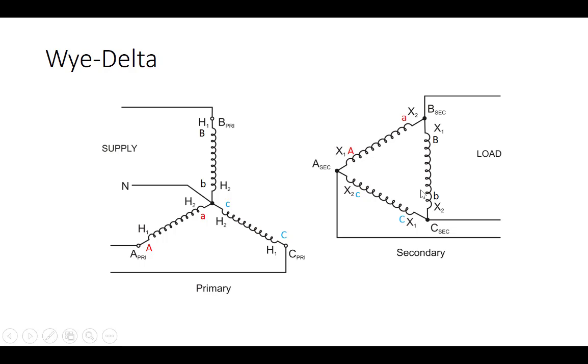And this will help us to see, when I go to the next slide, how the end of the A phase winding is connected to the start of the B phase winding. The end of the B phase winding is connected to the start of the C phase winding. The end of the C phase winding is connected back to the start of the A phase winding. That's a delta connection, and it'll help us to see how we make that connection in the next slide.